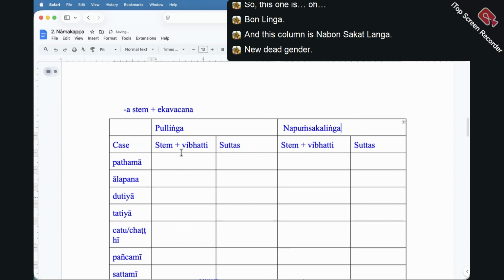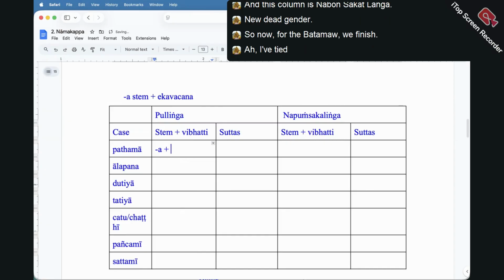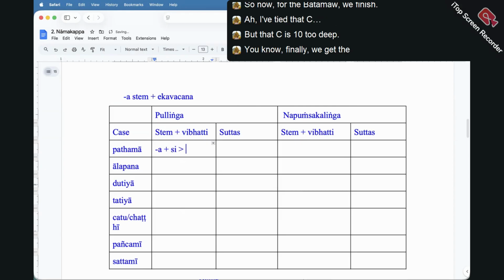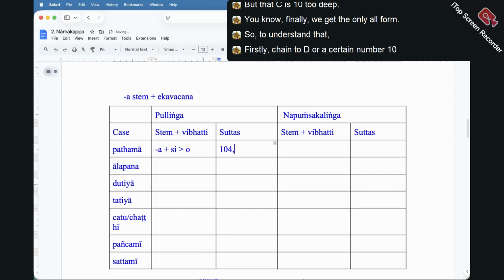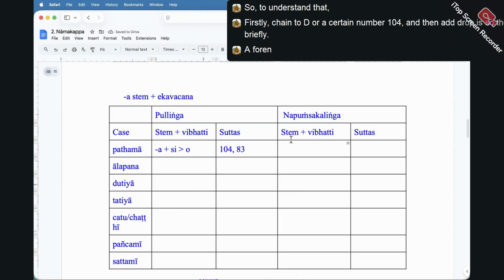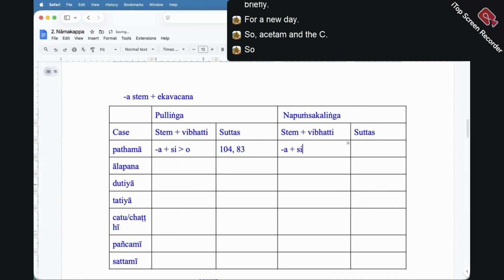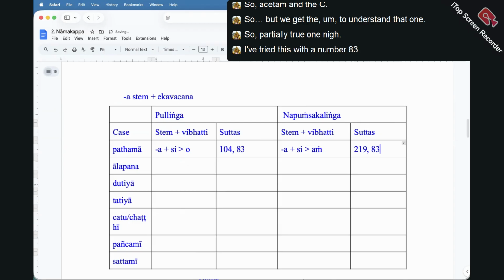Okay. So now for the Patama Vibhati, we finished R. After that, C. But that C is changed to the O, finally we get only the O form. So to understand that, firstly C changed to O is so the number 104. And then R drop is so the number 83 briefly. For neuter, so R stem and the C. So, but to understand that one, firstly 219, after that so the number 83. So in this way can be.